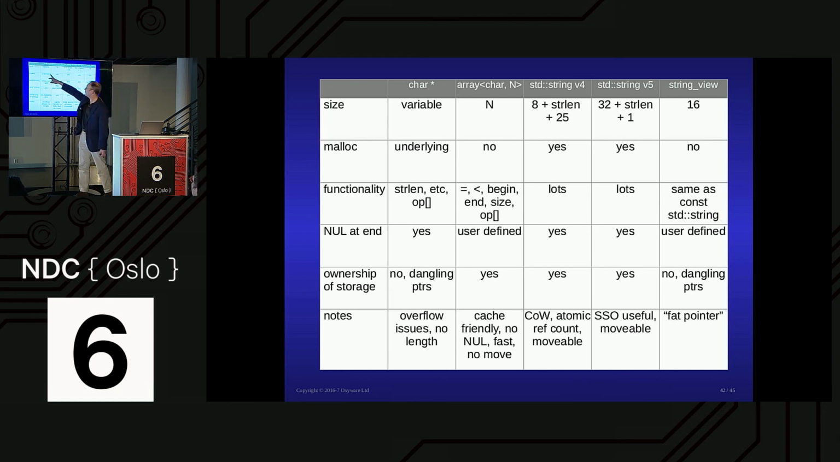If you have char star, it's variable size, and you don't know about the memory allocation. Maybe it's all statically allocated, I don't know. You have all the functionality, but it's external things like strlen and strcpy. There'll be a null at the end, which is good. But you have this ownership problem. You don't know if you're pointing at something whether it's owned or not, or whether it's going to go away. And obviously there have been all the problems over the years with buffer overflow, because it forgets its length. It's one of the reasons I really don't like using char stars.